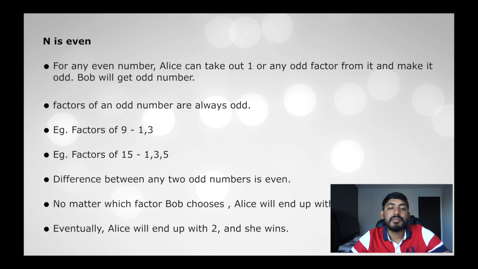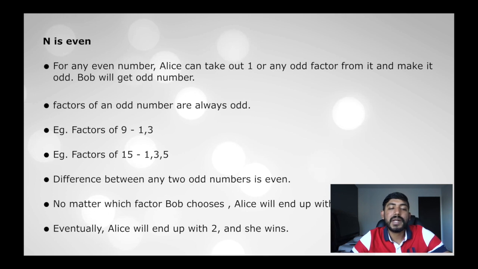Now let's see other cases where n is even. For any even number, Alice can take out 1 or any odd factor from it and make it odd. So basically, if Alice gets an even number, she can take 1 or any other odd factor and make that number odd and give it to Bob. So Bob will get an odd number. Now if Bob gets an odd number, factors of an odd number are always odd. So the x that Bob chooses is always odd. For example, if Bob gets 9, the factors are only 1 and 3, both are odd, right?